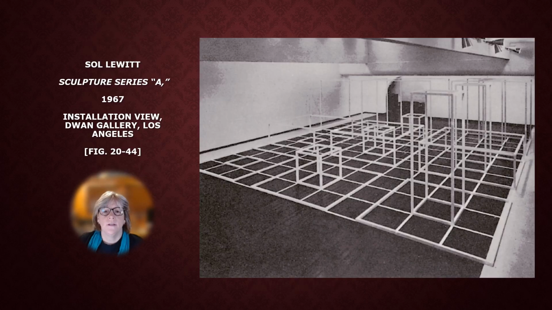This is an installation view of Sol LeWitt's Sculpture Series A from 1967. The installation shows open cubes of different sizes that are placed in a grid. The only physical quality of this sculpture is the outline of the cubes. However, the cubes are empty spaces. LeWitt believed that the idea behind the work of art was more important than the art itself.